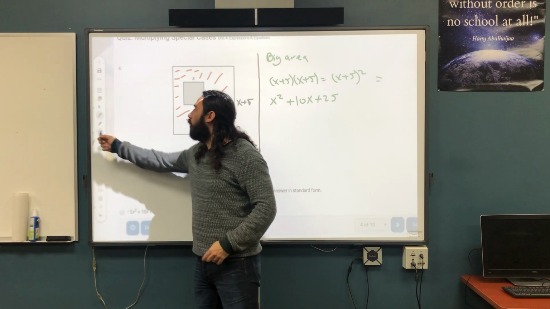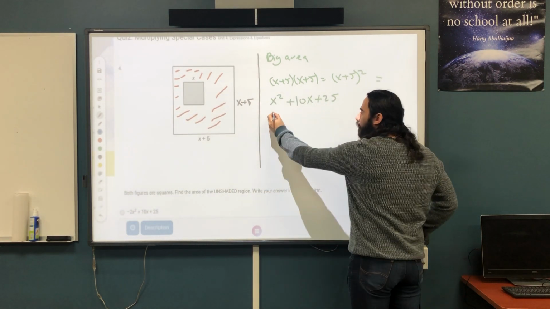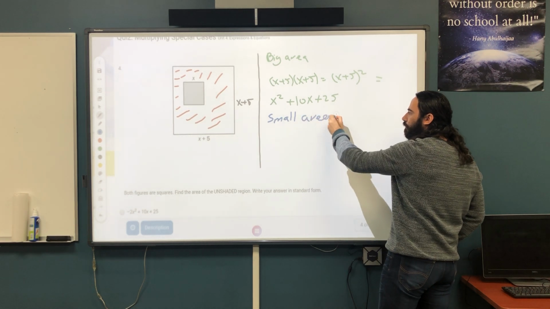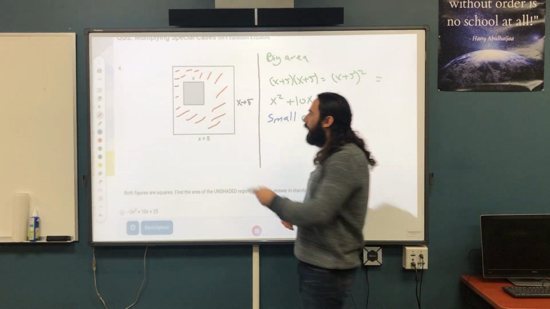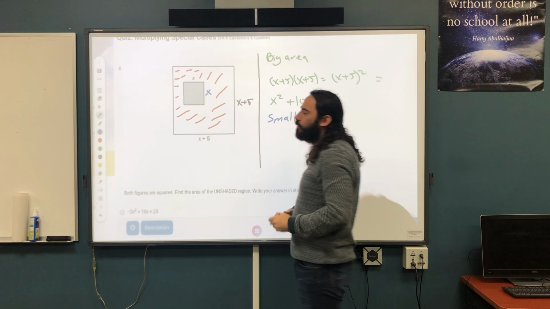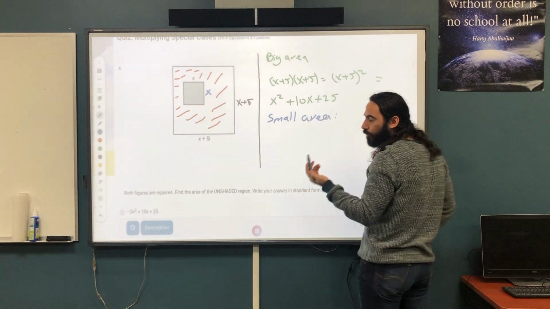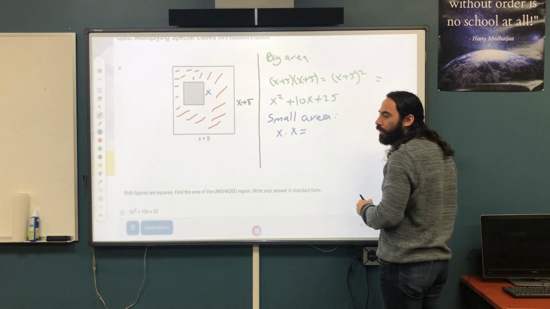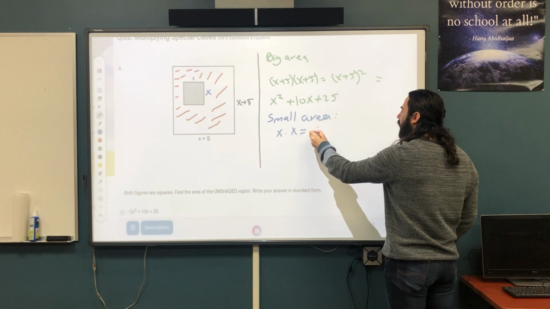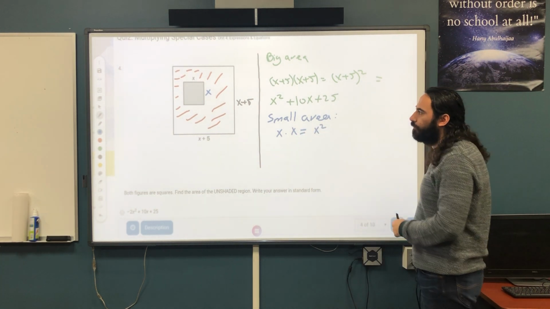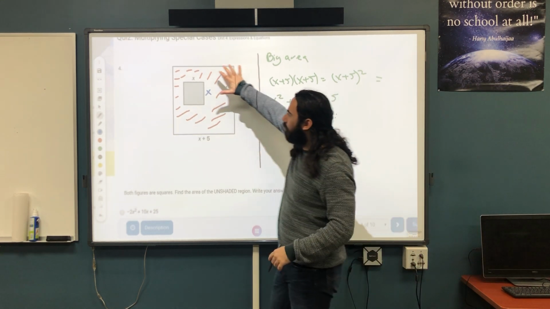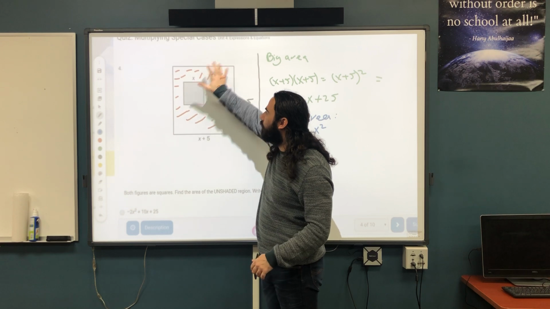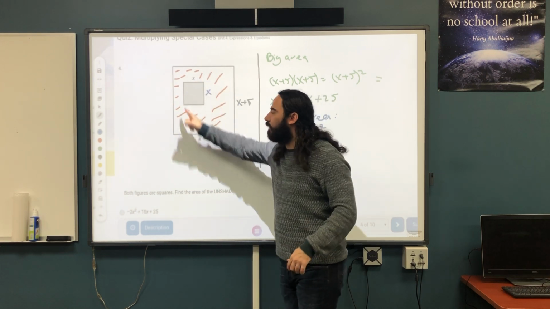Now let's go for the small area. Again, this side is x, this side is also x. We multiply x times x, the width times the length, and the answer is x squared. Now we found the big area and the small area. All I need to do is subtract the small from the big one, and I'll find the red area.